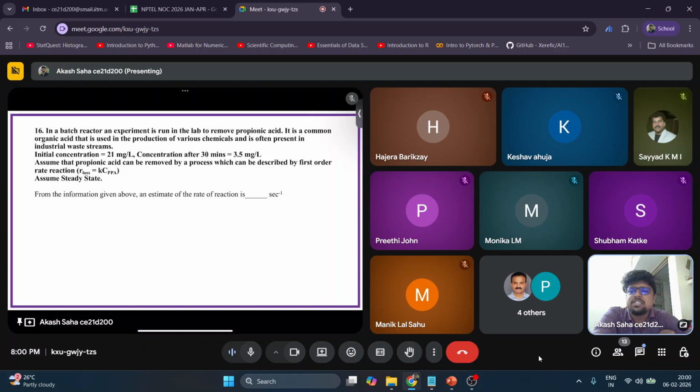Now initial concentration is 21 milligram per liter. Concentration after 30 minutes is 3.5 milligram per liter. Assume that propionic acid can be removed by a process which can be described by first order reaction. Okay, that is R is equal to Kc. Assume steady state. So for this given information, estimate the rate of reaction. So they are asking what is the rate of reaction.